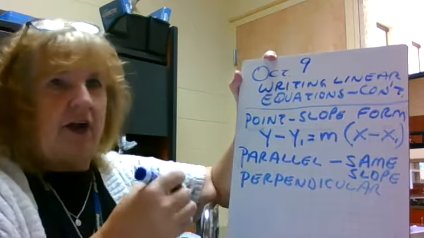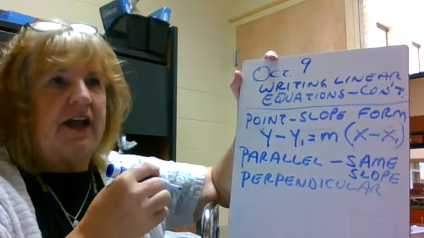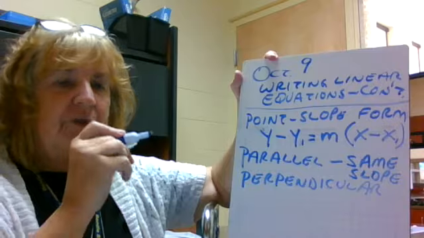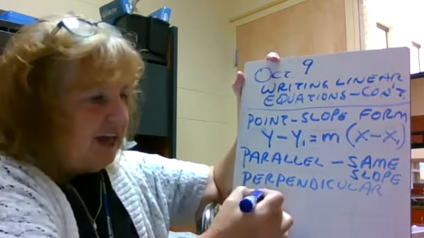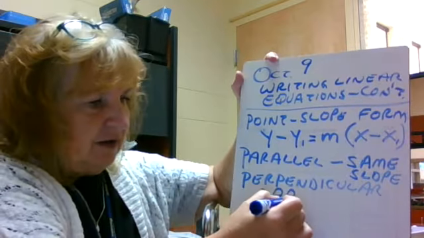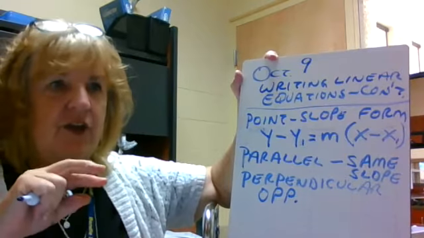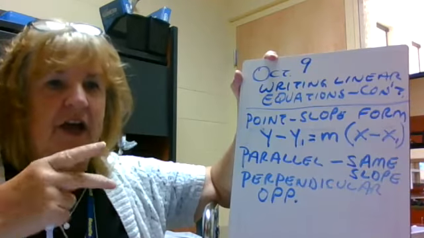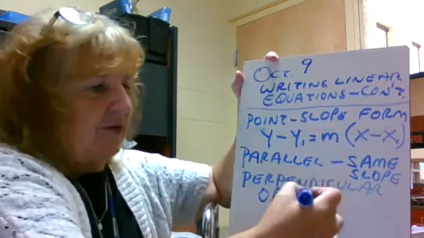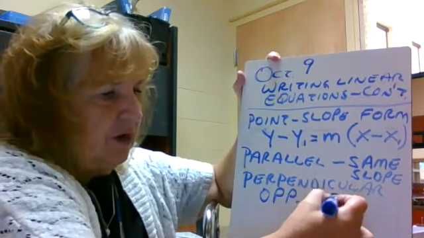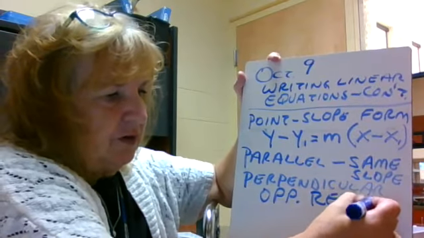Perpendicular lines have opposite slopes, which means that if one is positive, the other is negative. They are also reciprocals. So one slope is the other slope flipped upside down. Reciprocals.